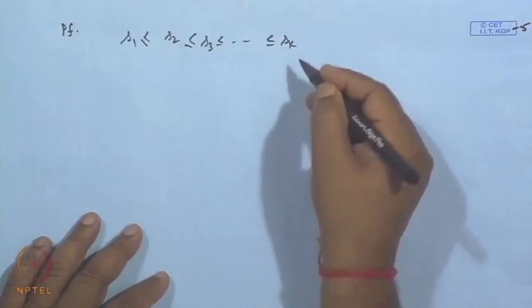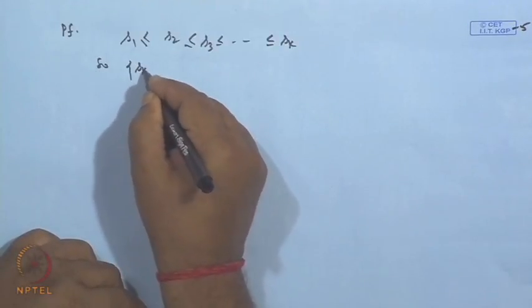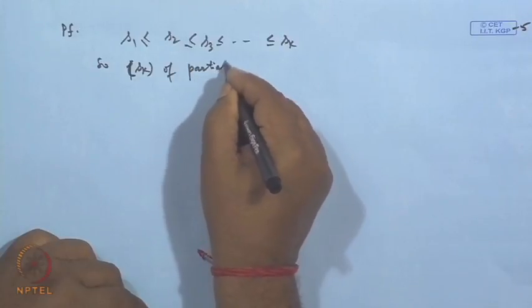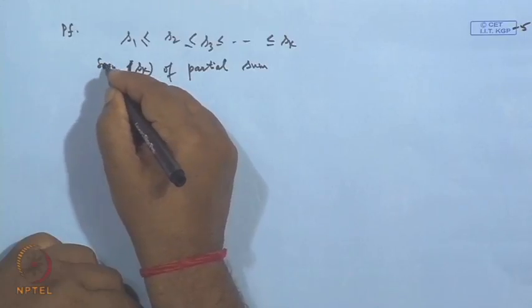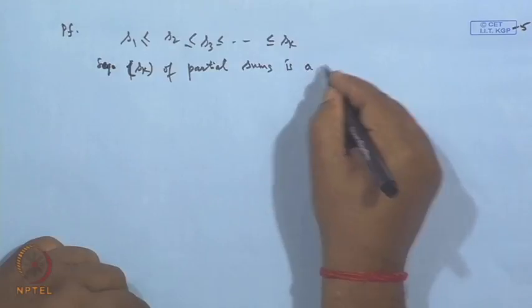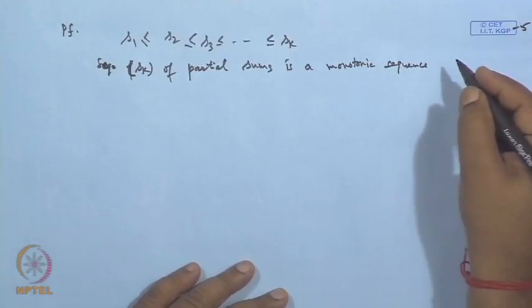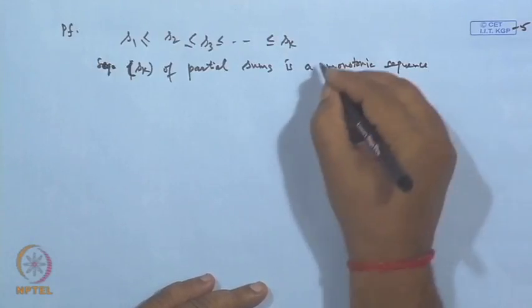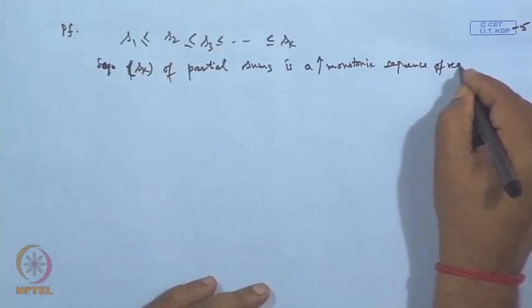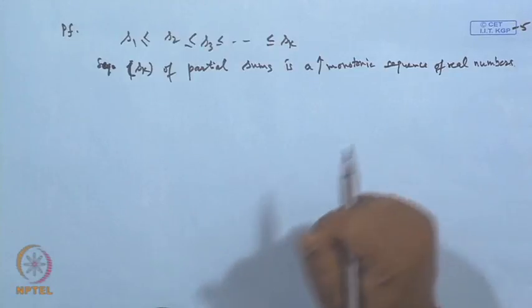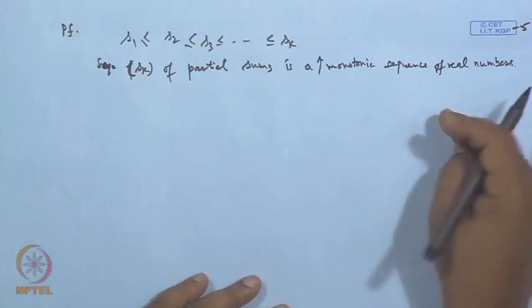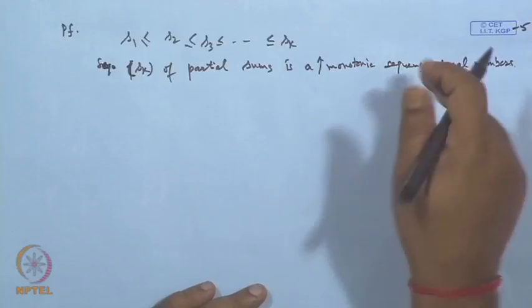So, what we are getting is that the sequence of partial sums is a monotonic increasing sequence of real numbers. Okay. Now, what is the monotonic convergence theorem? The monotonic convergence theorem says that any monotonic sequence which is increasing and bounded above must be convergent, or a monotonic sequence which is decreasing and bounded below must be convergent. Here this is a monotonic increasing sequence of real numbers, and what is given is that the series is convergent.